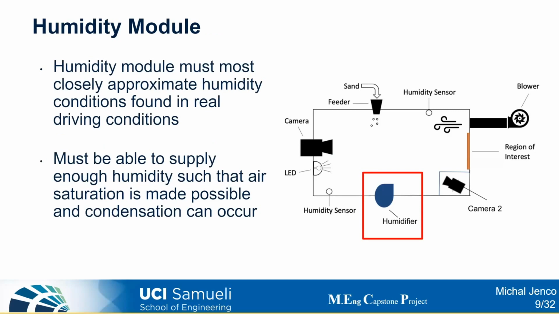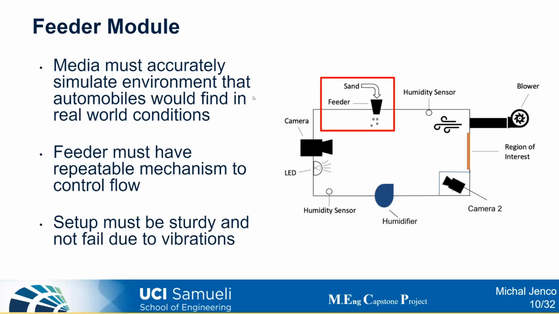First, the environmental module is a humidifier that supplies humidity into the box. The goals for this module were to closely approximate humidity conditions found in real driving conditions and to be able to supply enough humidity such that air saturation is made possible and condensation can occur. The goals for the feeder system that is supplying the grain media into the box are as follows. The media must accurately simulate the environment that vehicles would find in real-world conditions. The feeder must have a repeatable mechanism to control the flow of the grain media, and the setup must be sturdy and not fail due to vibrations.